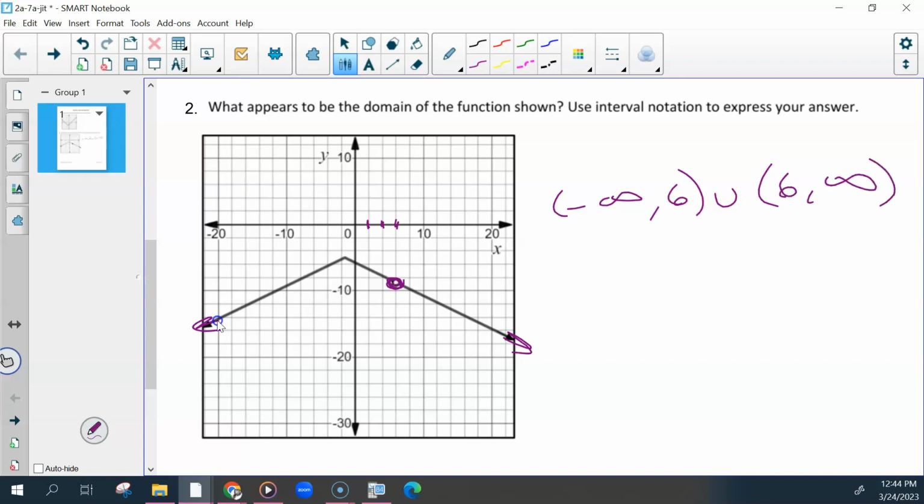Oh, do we have to worry about that symbol now? No. Okay. Not in this class. Oh, thank God. Moving forward in your next class, math class, then yes.